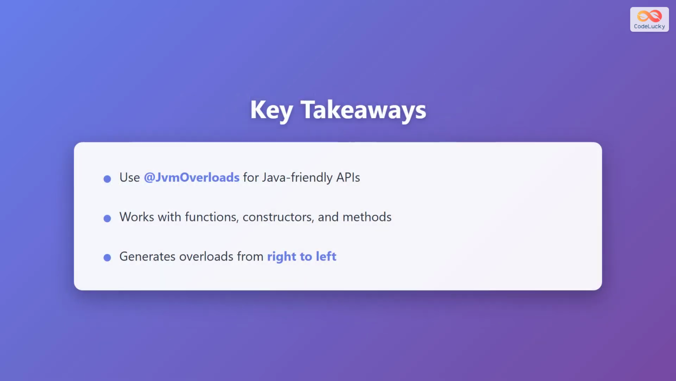Let's wrap up with the key takeaways. First, always use the @JvmOverloads annotation when you want to create Java-friendly APIs with default parameters. Second, this annotation works not just on functions, but also on constructors and methods, making it versatile for different scenarios. Third, remember that overloads are generated from right to left, meaning parameters with default values at the end of the parameter list get their overloads generated first. This is important for designing your function signatures effectively.